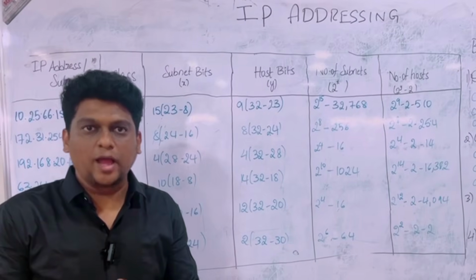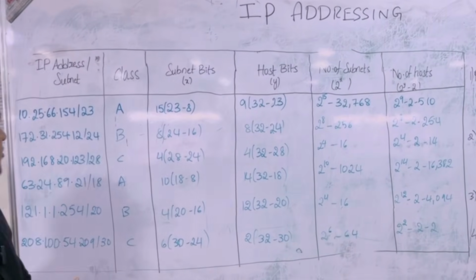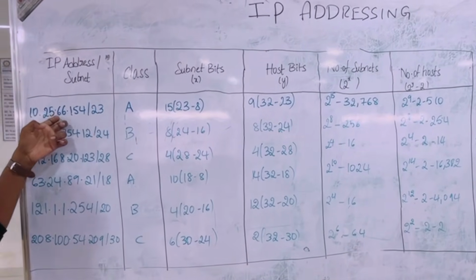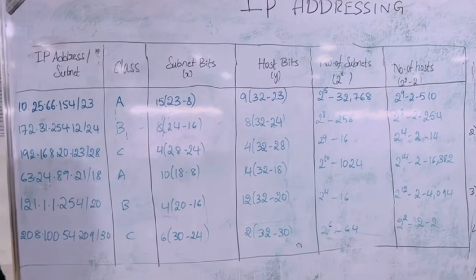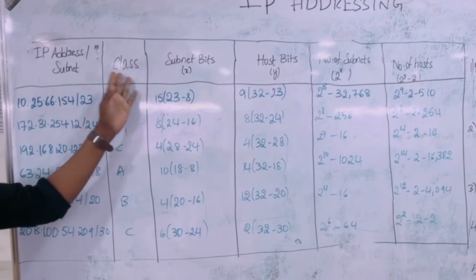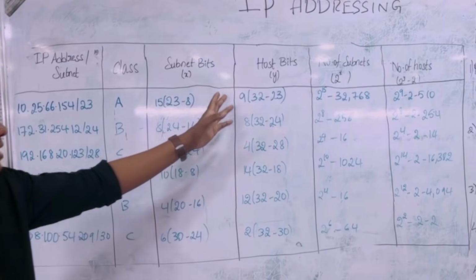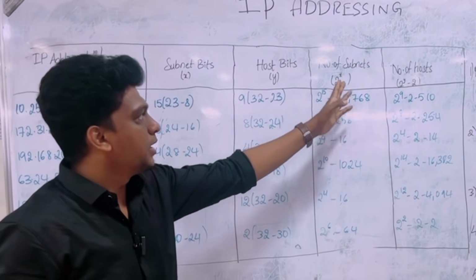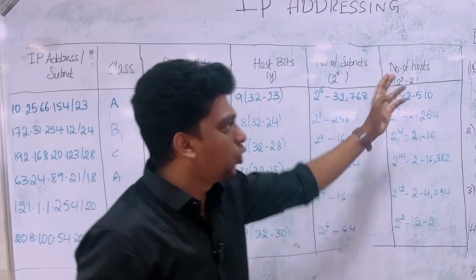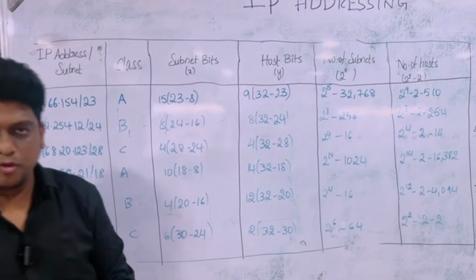So welcome to the video on IP addressing. Here we are provided with certain IP addresses with subnet masking. Now we have to determine which class each should belong to, then the number of subnet bits, then host bits, then the number of subnets available, then the total number of hosts that we have to find out.